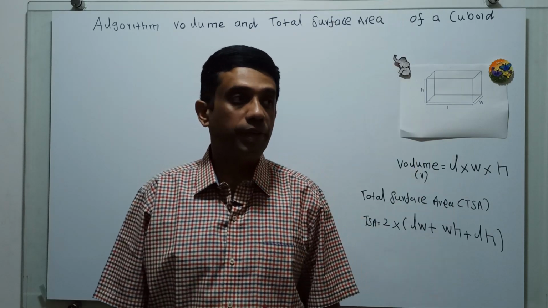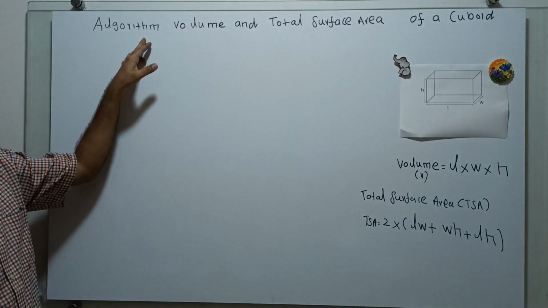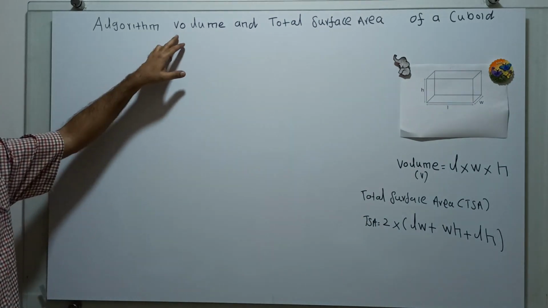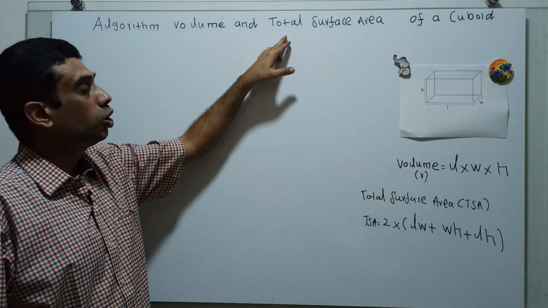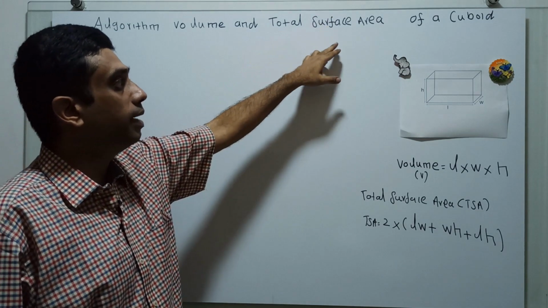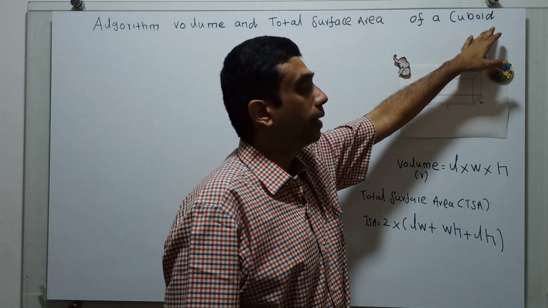Hello friends, we are going to write an algorithm to calculate volume and total surface area of a cuboid.